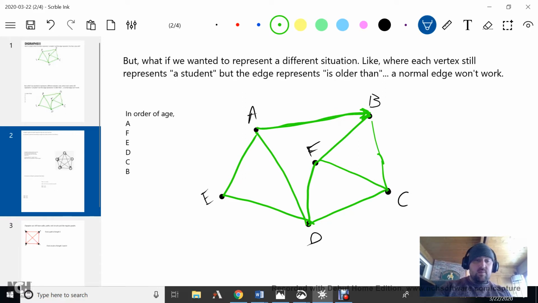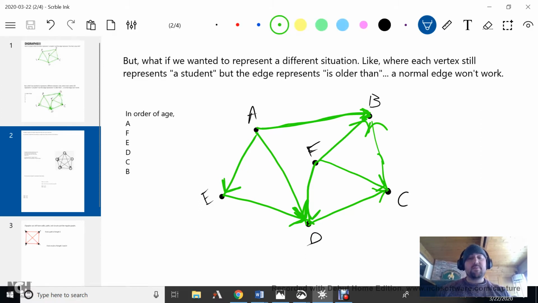And actually, based on this information over here, the orders of the ages, A is actually older than D as well. And A is older than E because A is the oldest. And we can see that E is also older than D. And F is older than B, F is older than C, F is older than D. You can see how this gets a little bit messy. But every single one of these edges is going to have an arrow on it. And this is not a normal graph, because a normal graph has edges that don't have arrows. This is called a digraph.